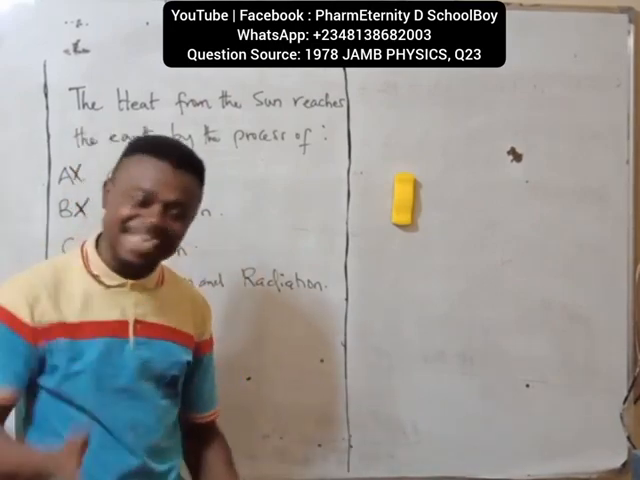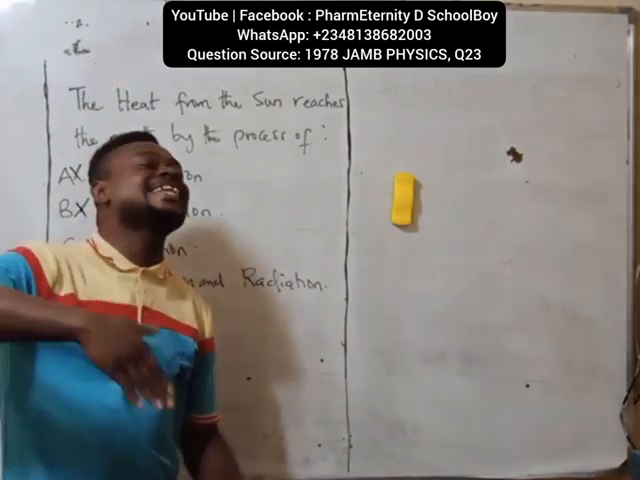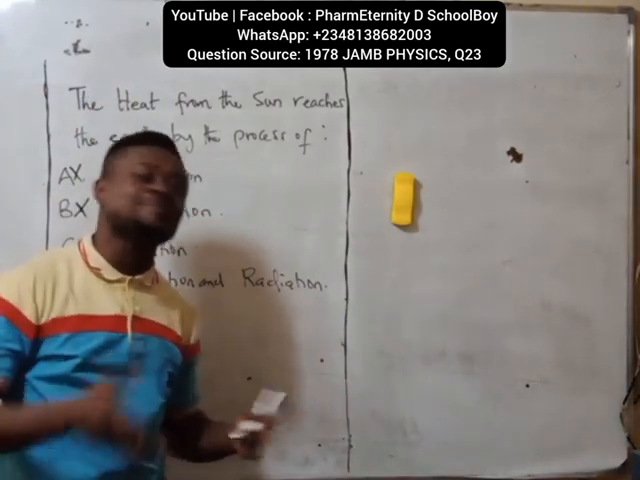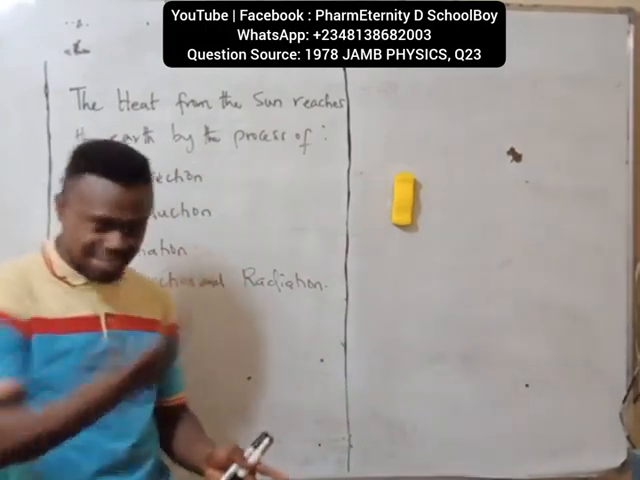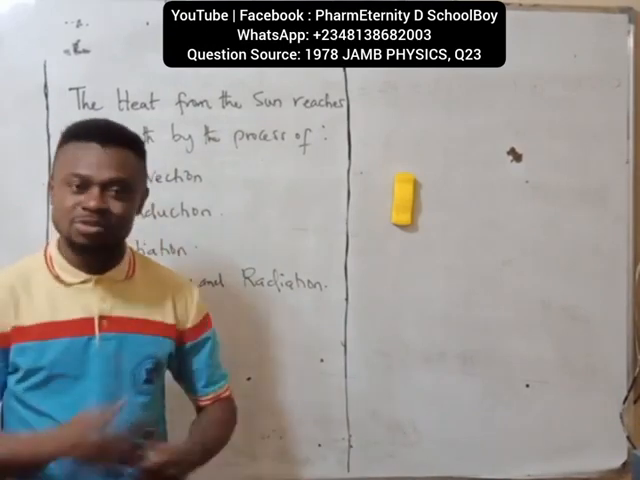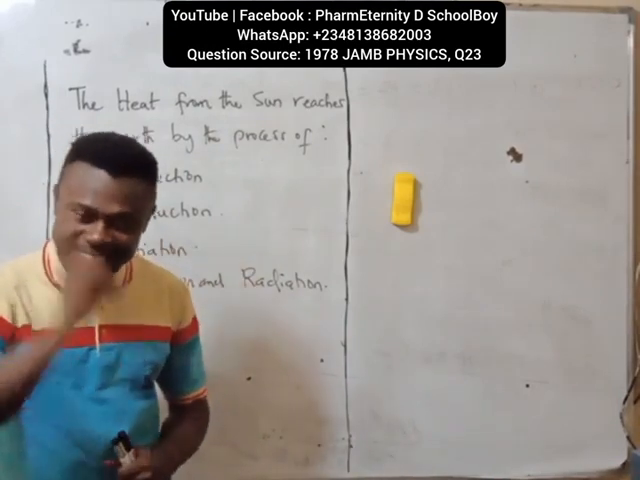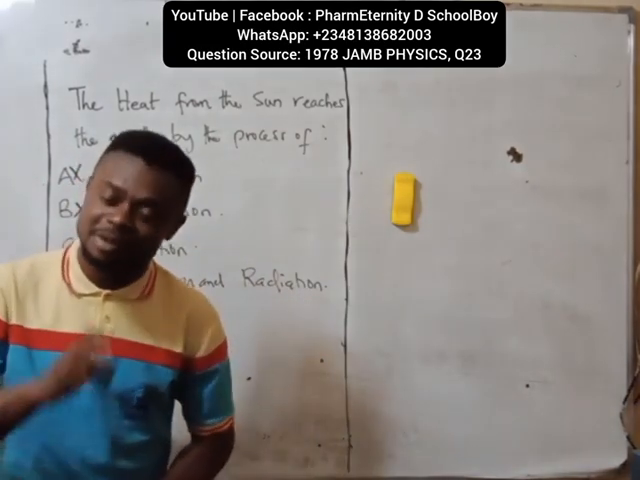It doesn't heat any intermediate medium or interfering medium. It doesn't hit it. It has no business with it. It goes straight. It travels on its own. It doesn't need any medium to get to you. That is radiation. So radiation actually doesn't need any what? Medium.